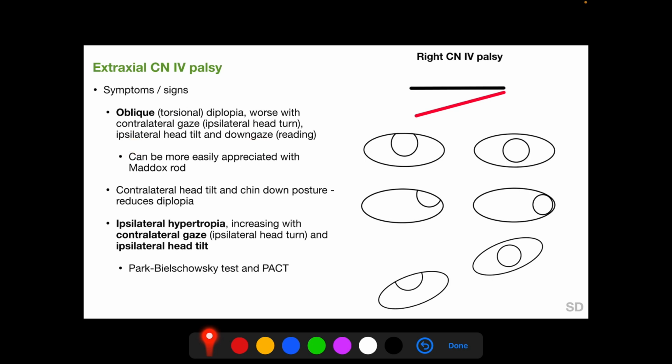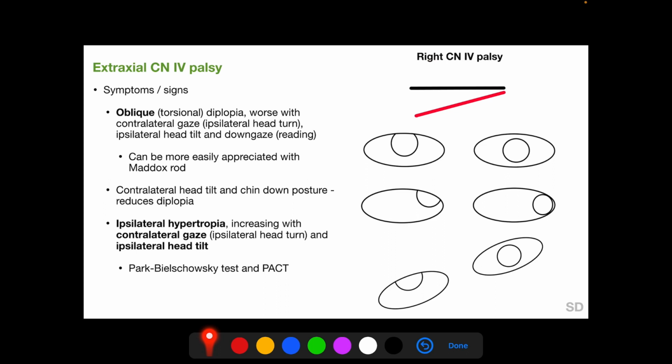So the diplopia is worse when the patient looks to the left side and when the patient tilts his head on the right side. And this can be more easily appreciated with a double Maddox rod test. In a double Maddox rod test, a white Maddox rod and a red Maddox rod are placed vertically oriented in front of the left eye and the right eye respectively, and this is what a patient with a right fourth cranial nerve palsy will perceive.